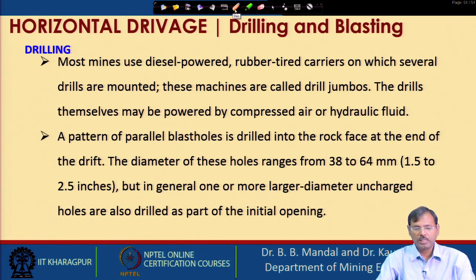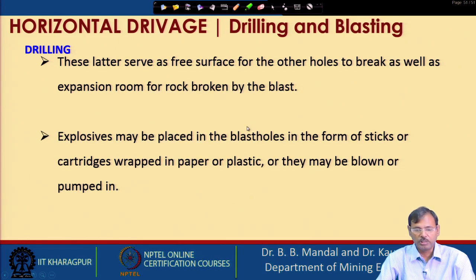Most of the mechanized drill machines are diesel powered rubber tired vehicles for their movement, but drilling is in general carried out by compressed air or hydraulic fluid or electrically, and those are operated very easily, almost computer controlled. 38 to 64 mm diameter drilling is carried out in the handheld drill machines or mechanized drill machines also, but with a reaming bit you can go up to 100 mm dia also for the mechanized drill rig.